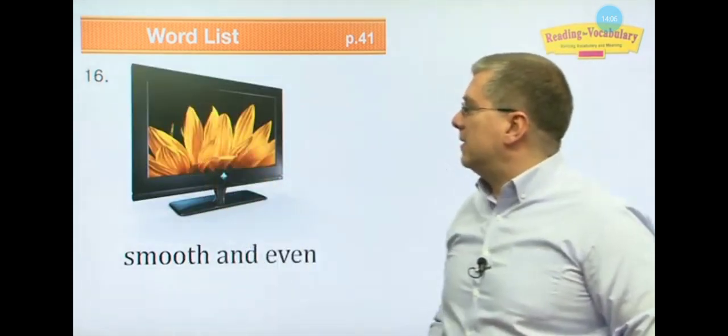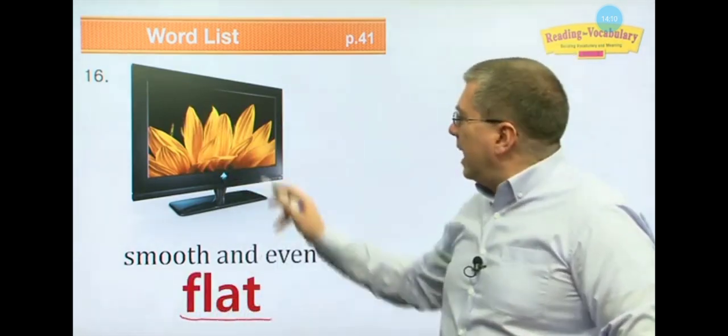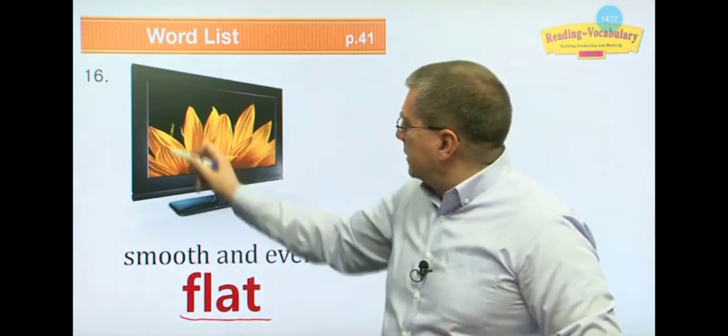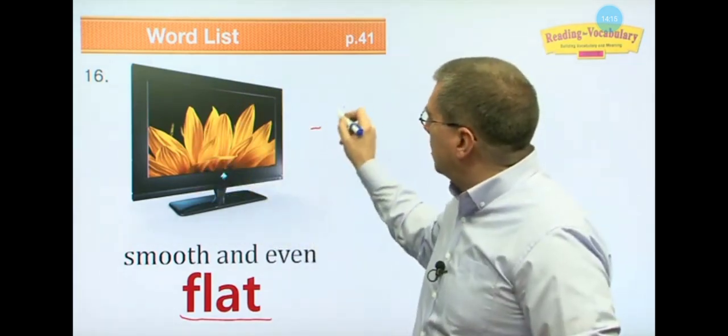Okay, number 16. Smooth and even, not a picture, right? You can say it's flat. For example, we can say it about a computer monitor or TV screen. Many people call them flat.